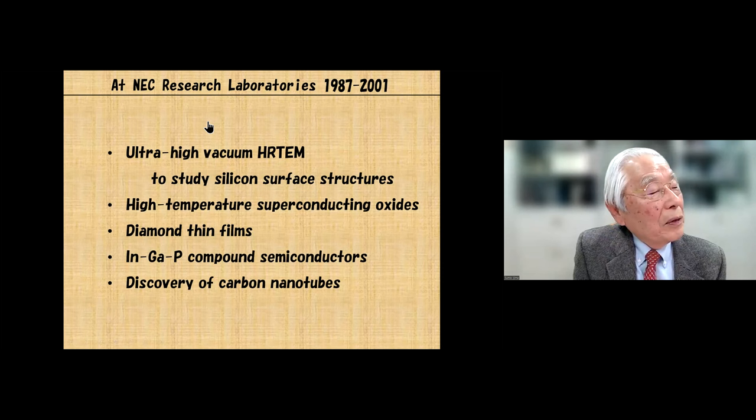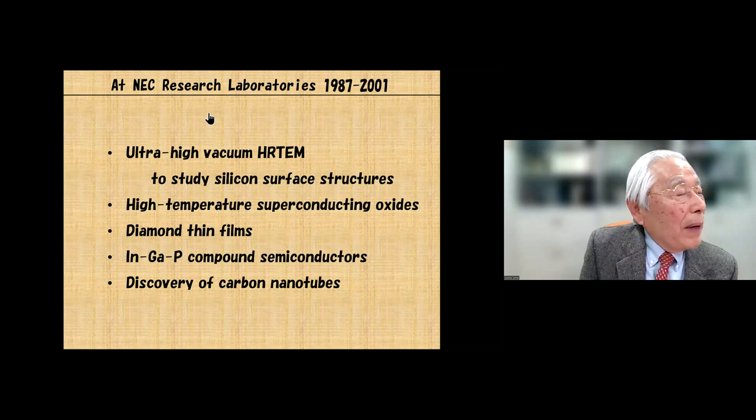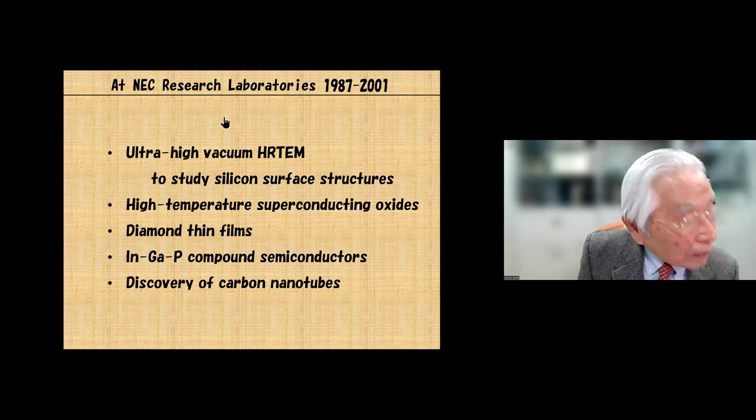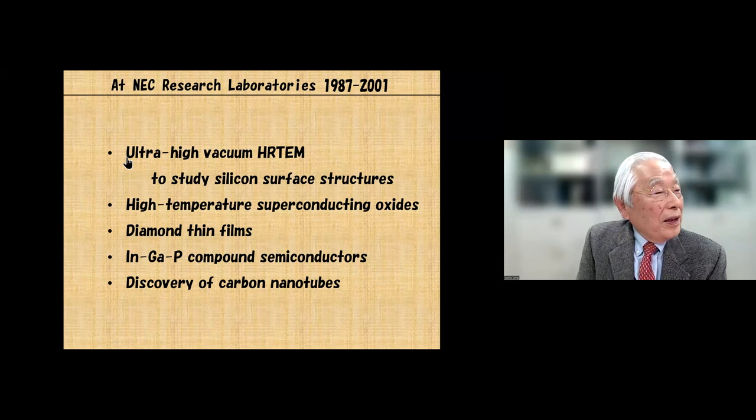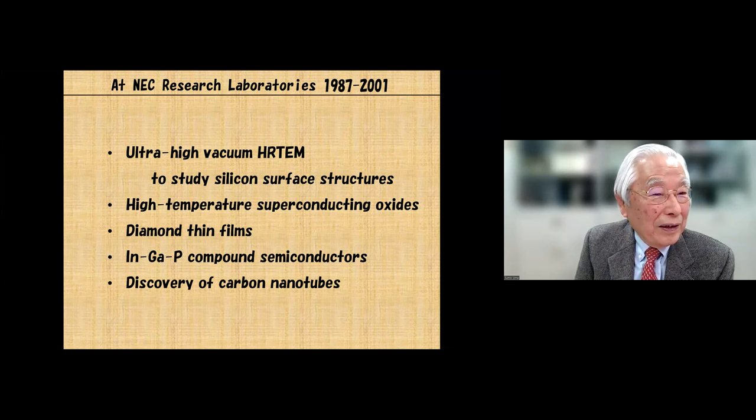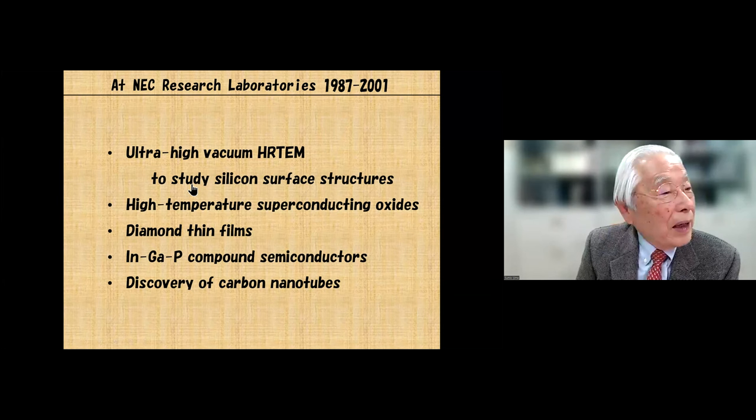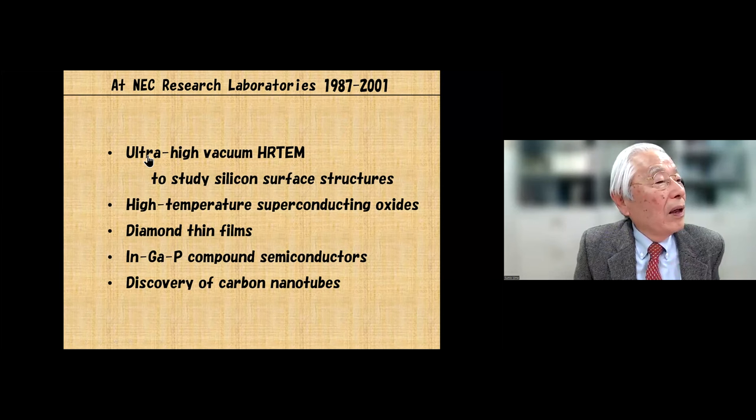That is what I have done at Arizona State. Partly I explained it to you. Now that I moved back to Japan and joined the NEC electronics company, and before that I was on a different project, but after that I moved to the company research laboratories. So this is what I have done there: ultra high vacuum HRTEM. To study the silicon surface structures, you have to remove the silicon oxide to see the surface. So I built the ultra high vacuum microscope, and I will show you some pictures.